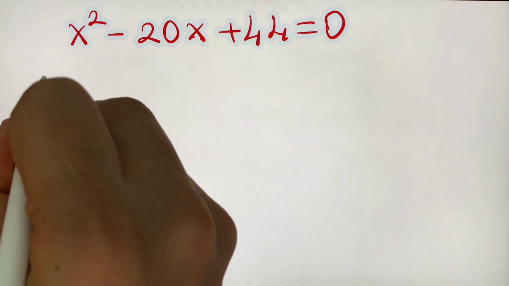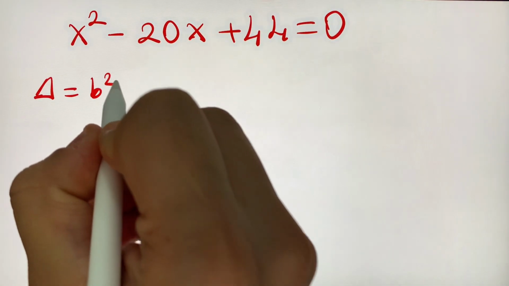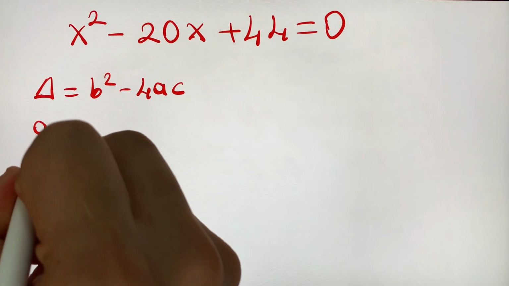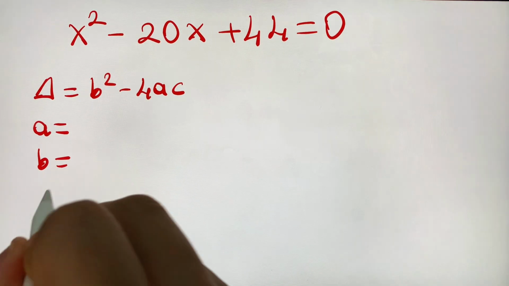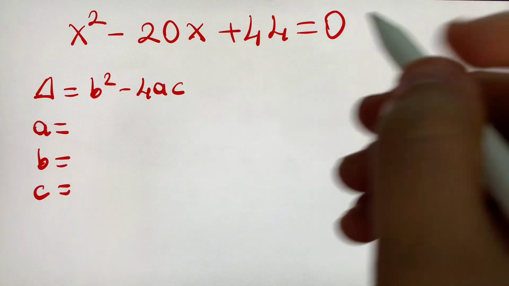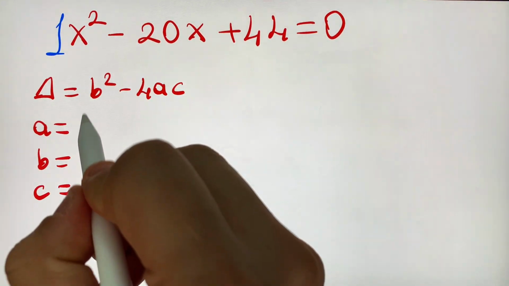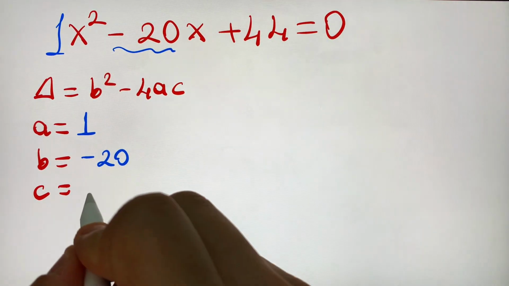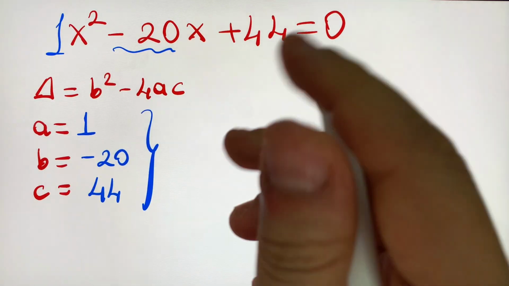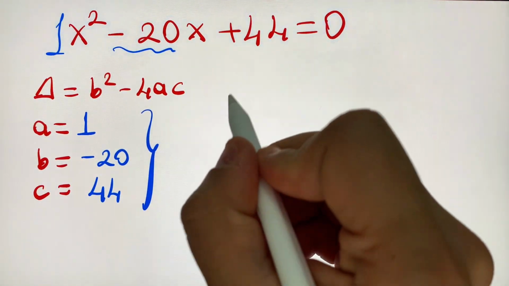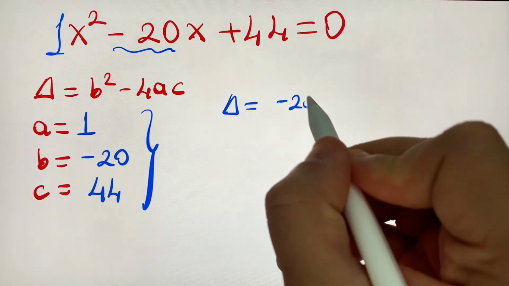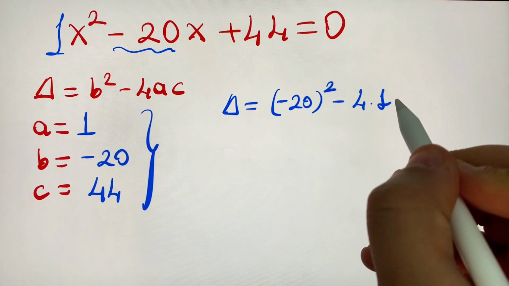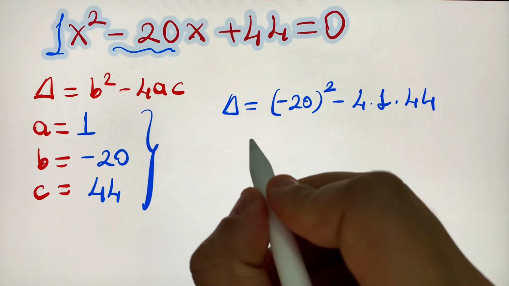In this case, what comes to mind immediately is the delta, or discriminant. Delta is equal to b squared minus 4 times a times c. Here we need to pay attention: what do we call a, b, and finally c? The coefficient of x squared is a, which is 1. We call b minus 20, and c is 44. Let's write them into the formula. Delta equals minus 20 squared minus 4 times 1 times 44.